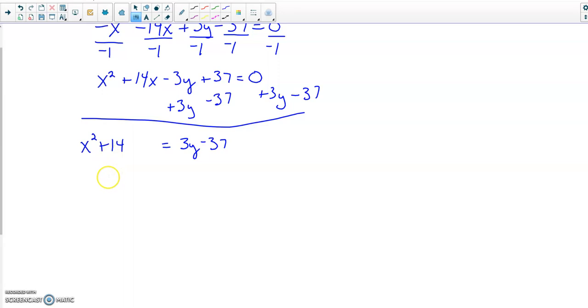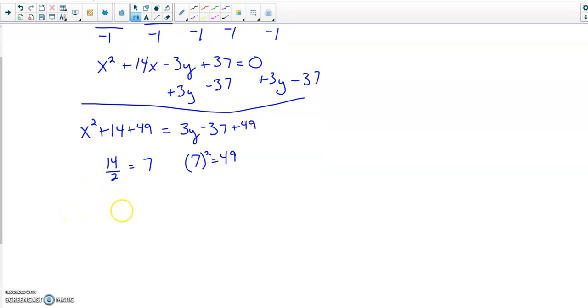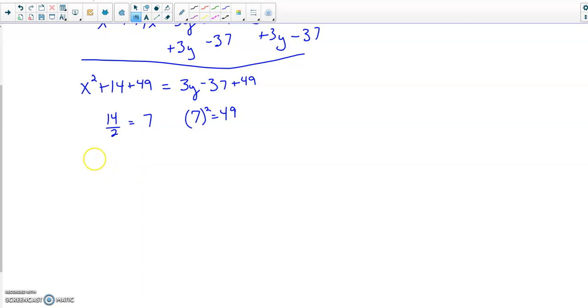Okay, so take your 14 and divide it by 2, and we get 7. And then you're going to take and square your 7 to get 49. So we're going to add 49 to both sides. Okay, now comes that fake factor. 7 is a positive, so we're going to put in a plus 7 squared. And then 3y, add these together, I get plus 12.